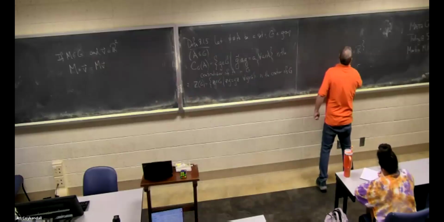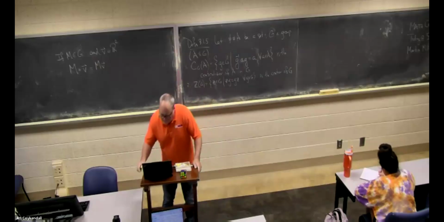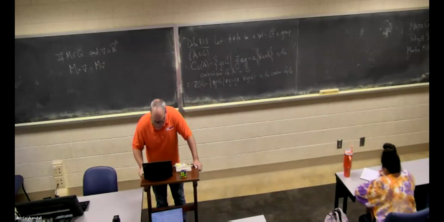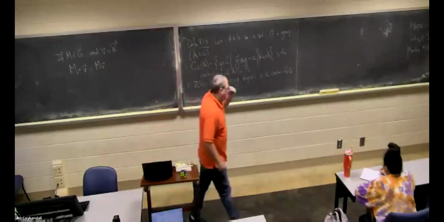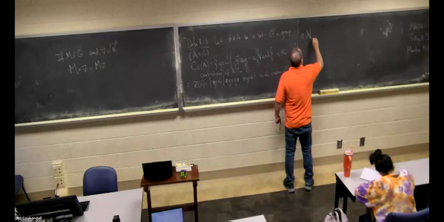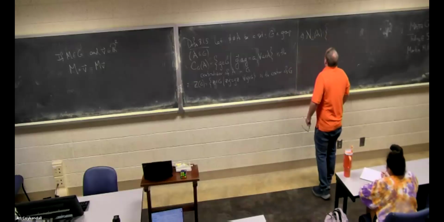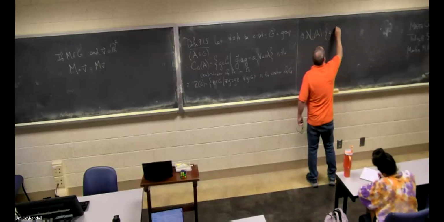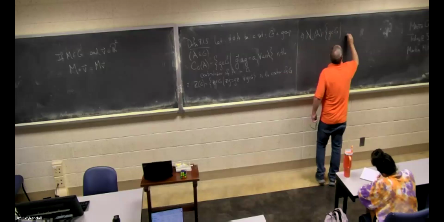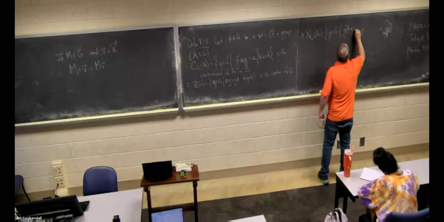Number three, the normalizer of A is the set of g in G such that g inverse A g equals A.